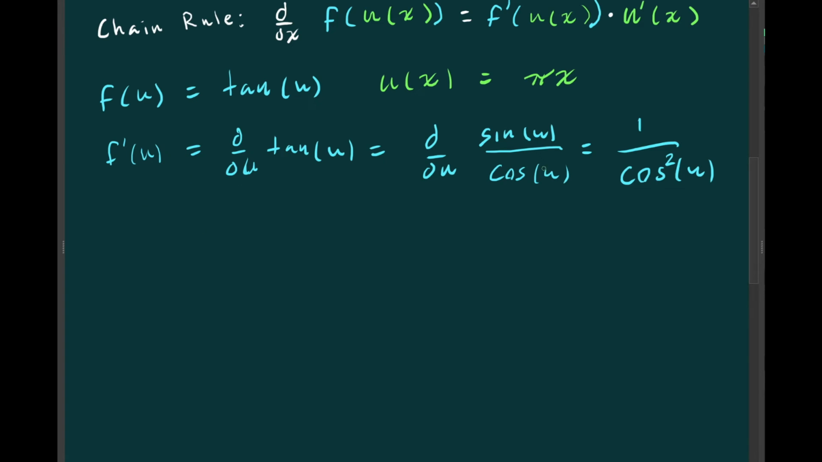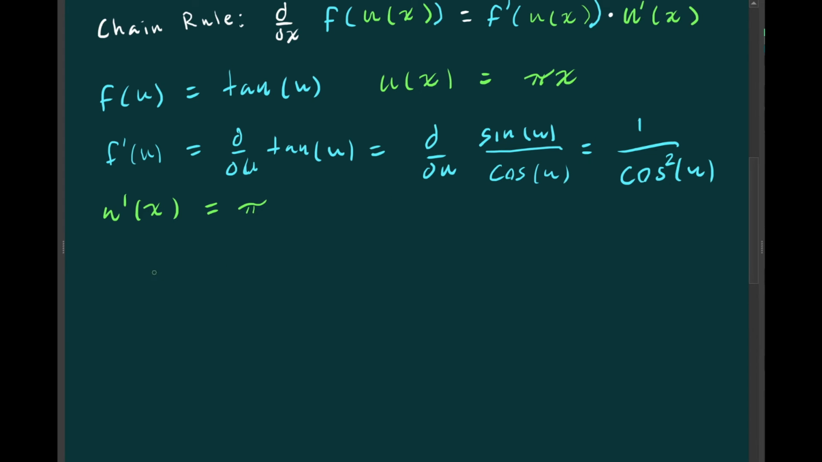Now let me make some space here. So now we found everything we need to find the full derivative. So now we just have to find u prime of x, and that's really easy. That's just going to be pi, because the x term goes away, and we're just left with a pi. Now, we have all the parts we need to find the full derivative.